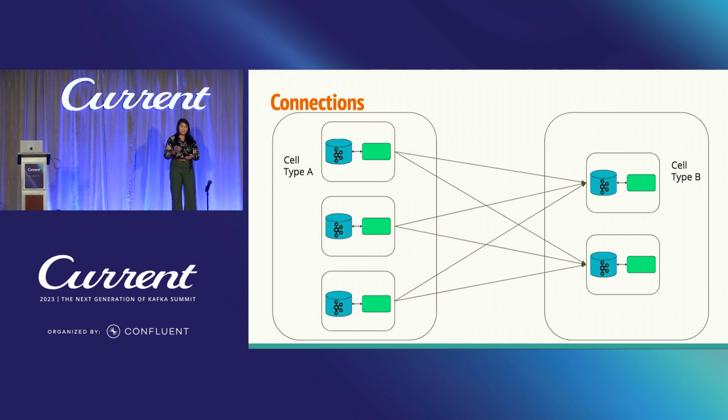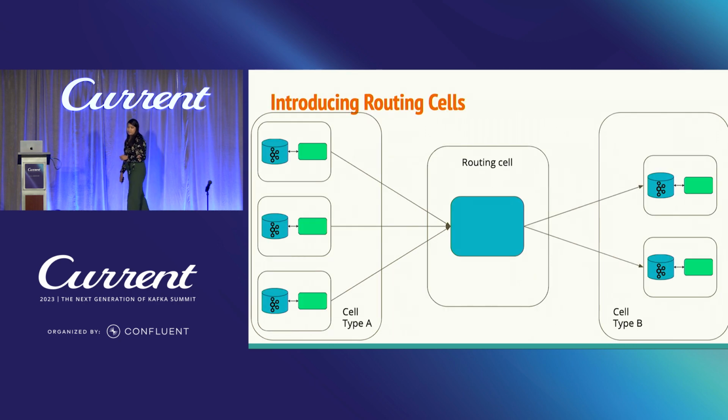If we try that, we'd have to keep all of these connections up. And depending on how you've set up networking between your Kafka clusters, this might not even be possible. What we went with instead was to introduce a routing cell. That's just going to be a cell whose contents are a Kafka cluster and Canapses. And it's going to connect to, again, all the source cells and then produce to the destination cells as shown.